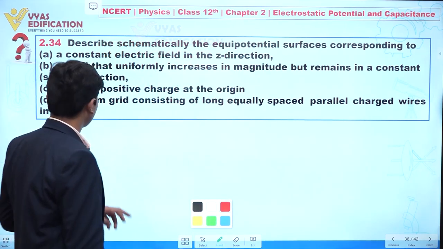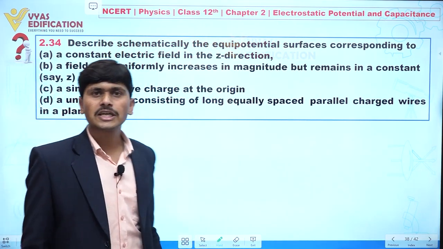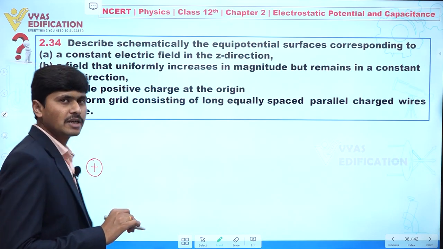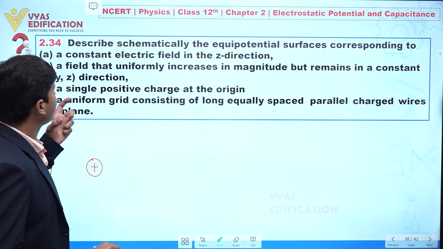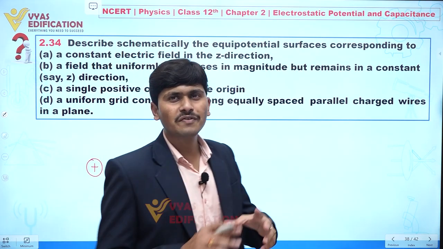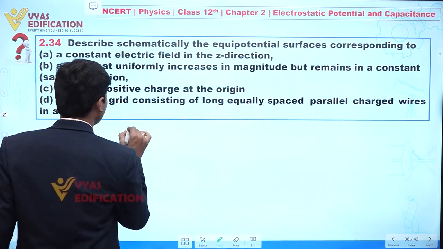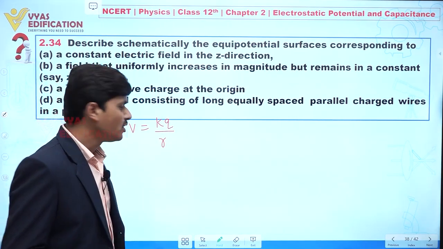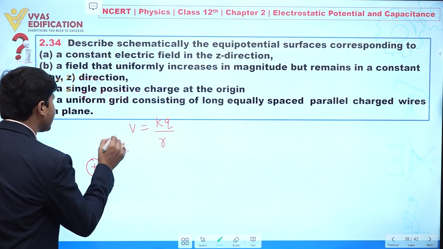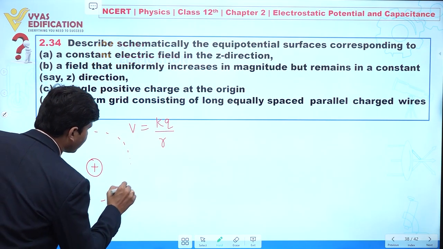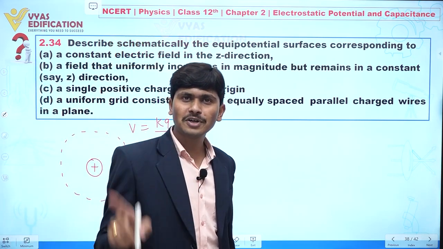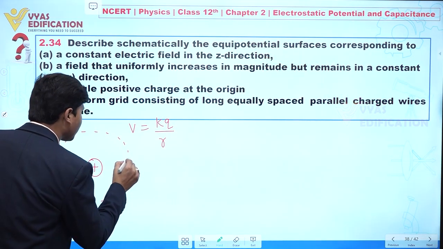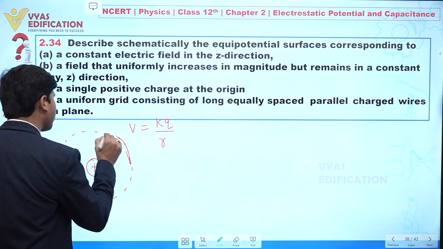Now you can see, if we talk about a single positive charge, let's suppose we take a plus charge here. Now we have to draw the equipotential surface. Equipotential surface means what? If we find the value of V at any distance r, it is kq upon r. Yes or no? So all the points lying at the same distance from this charge are points on the equipotential surface. Clear? It means we can draw a sphere like this.